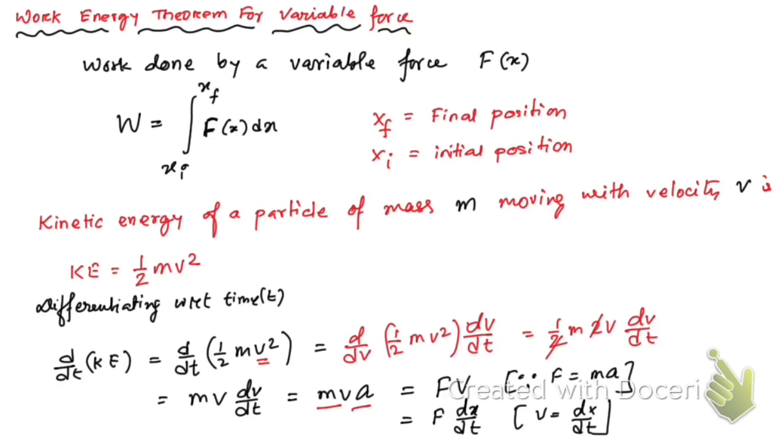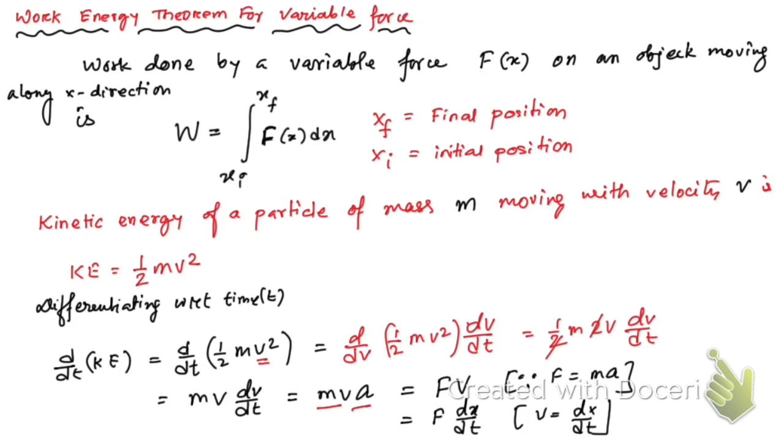Let me write this way: work done by a variable force f of x on an object moving along the x-axis, along x direction, is given by W is equal to this. Okay, let me mention this way. So this is the work. Now you see here, this is equation number 1.